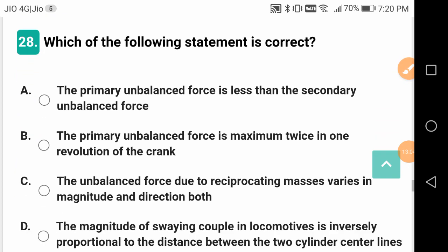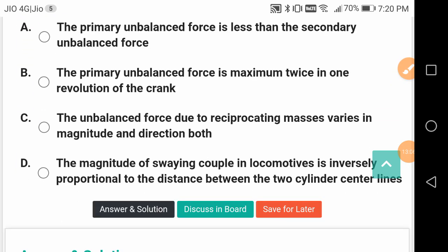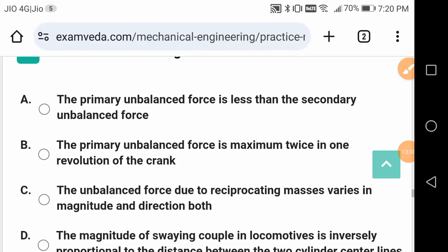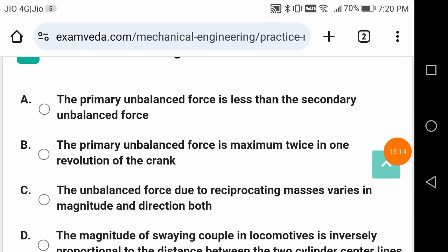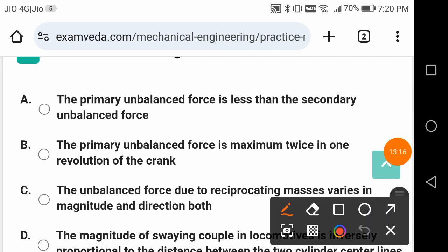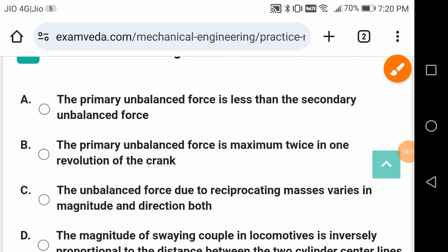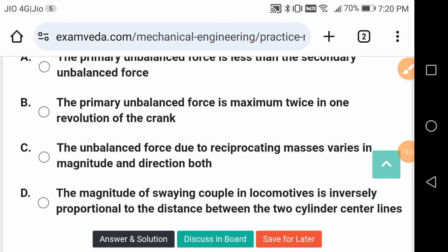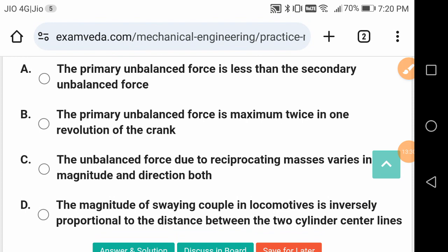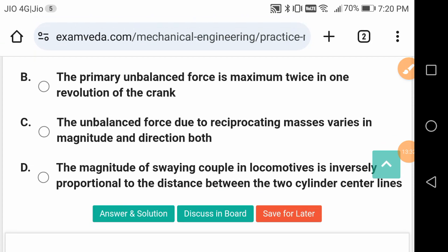Which of the following statement is correct? It is B. The primary unbalanced force is maximum twice in one revolution of the crank. Primary unbalanced force is equal to m r omega square into cos theta, where theta is the angle moved by the crank from its horizontal position.